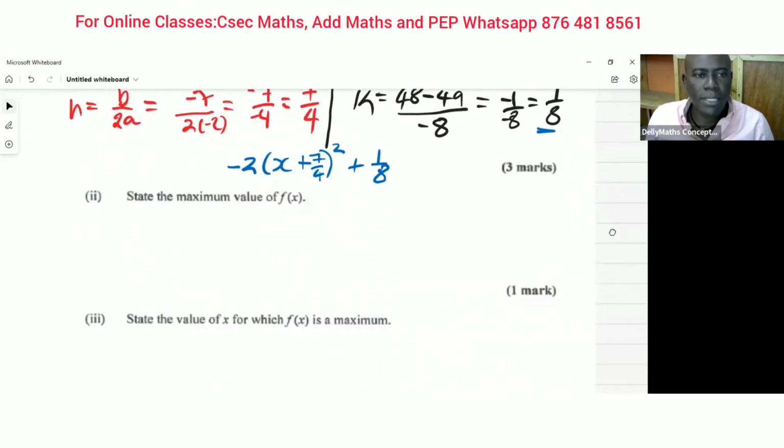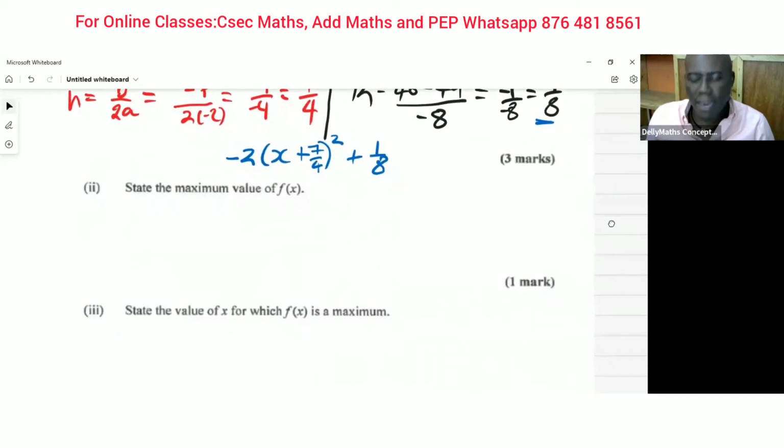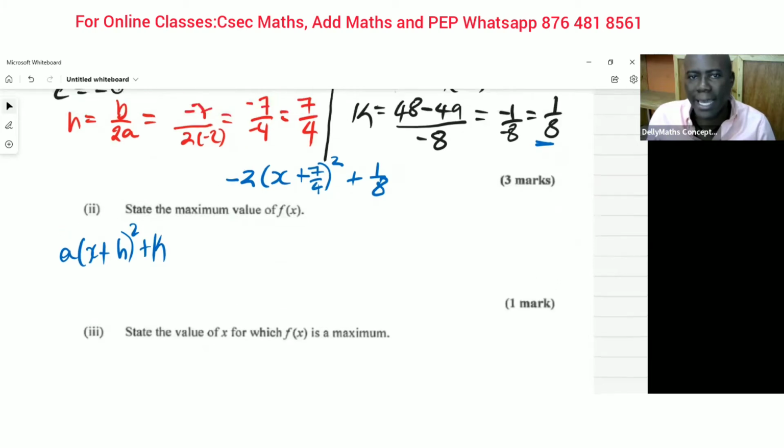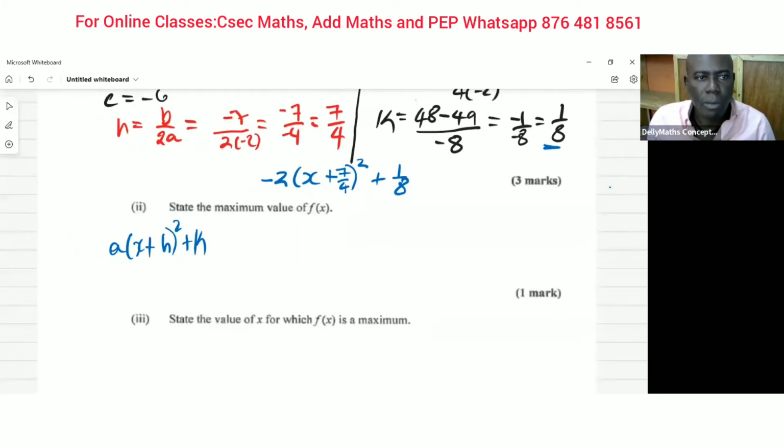State the maximum value of f of x. What we ought to know, though, is this. Let me write back the idea. The idea behind completing the square is this. I just want to quickly highlight this. Let me bring out my pen. What we're suggesting here is that we want to understand that these values that we find are extremely important.